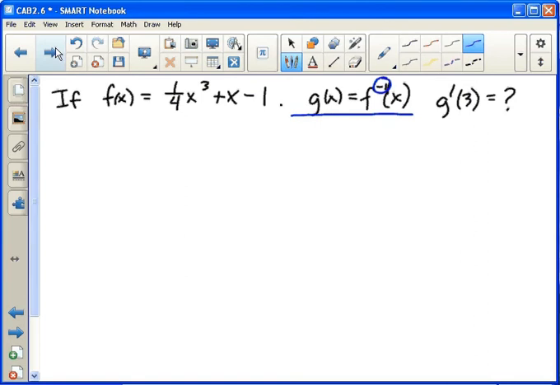So notice, we not only don't have the derivative of g, we don't even have g. But using this equation, we can do this. We can do g prime of x equals 1 over f prime of g of x. That's our general equation, and we are specifically looking for g prime of 3.